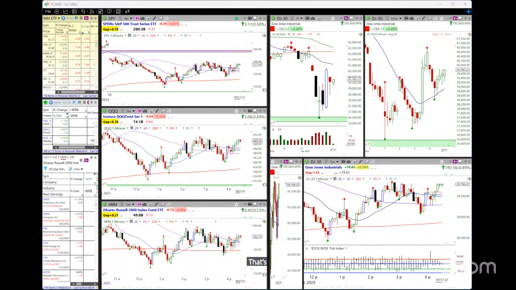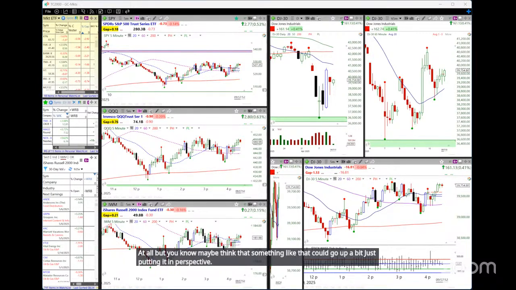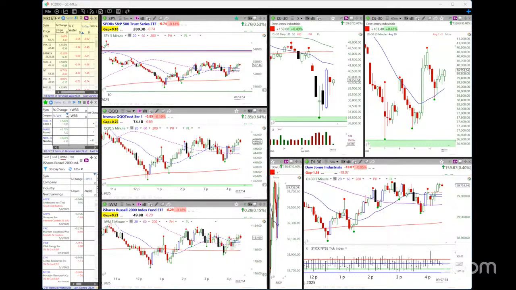That's got a 15-minute chart, that is something to trade. But the daily chart, that's not a very good chart at all. But maybe think that something like that could go up a bit. Just putting it in perspective.